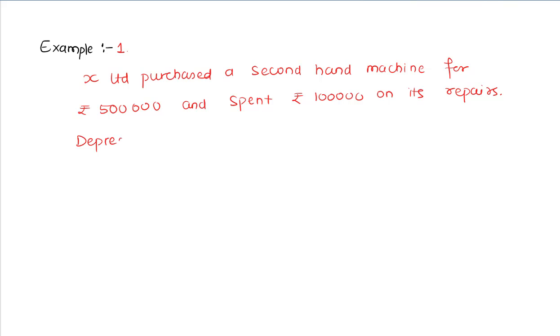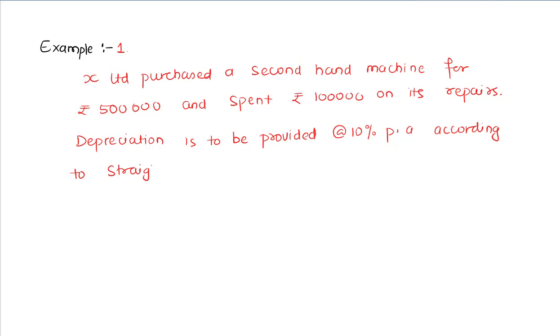Depreciation is to be provided at the rate 10% per annum according to straight line method. The machine is sold for rupee 4,50,000.